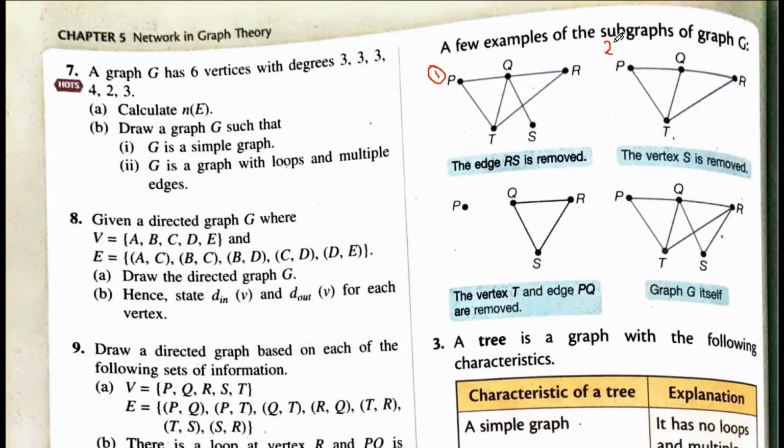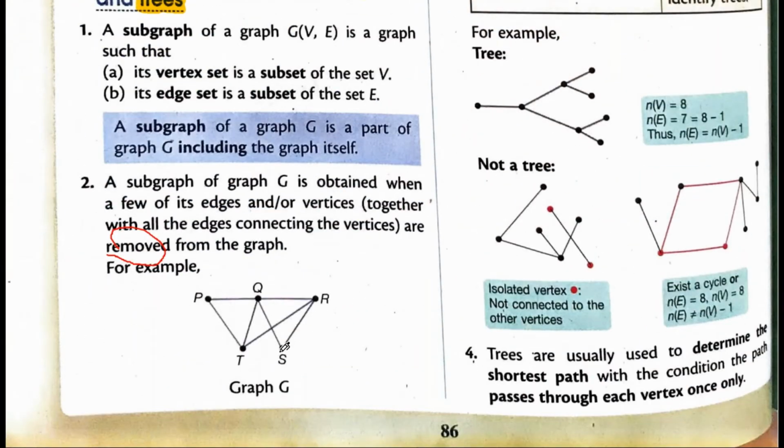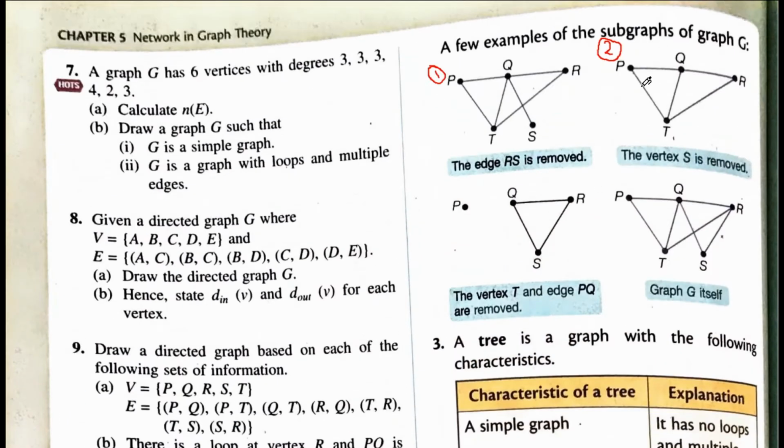Number two. This is another example of a subgraph of graph G. For this, we remove the vertex S. You see how we only have P, Q, R, T, but we removed the S here. So these two lines also disappear. When you take S away, these two lines also disappear. So we're left with P, Q, R, T, and these 1, 2, 3, 4, 5 lines here. So this is another example of a subgraph.